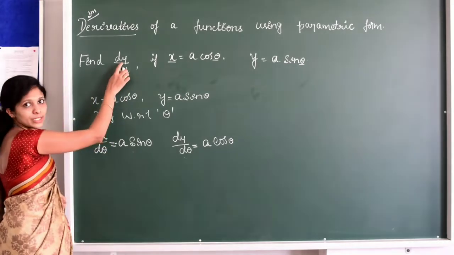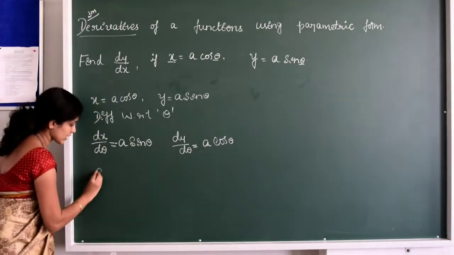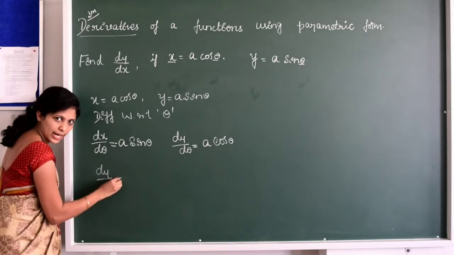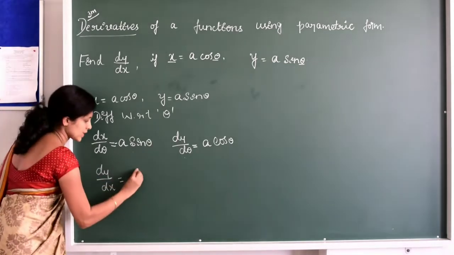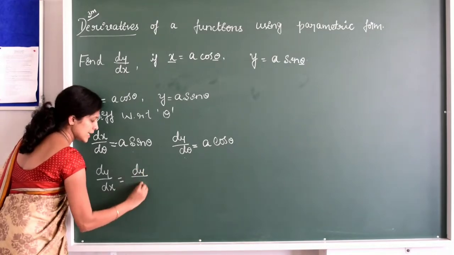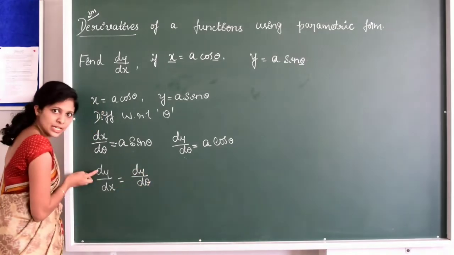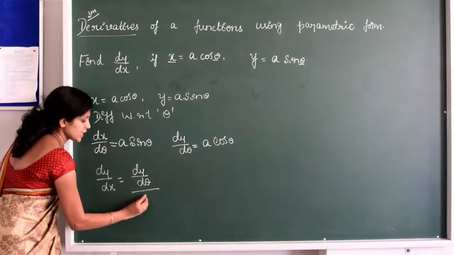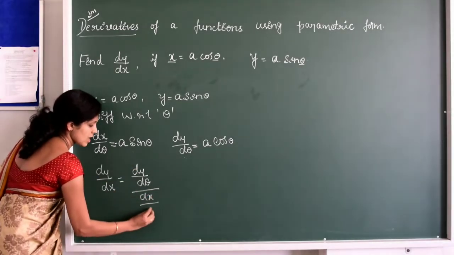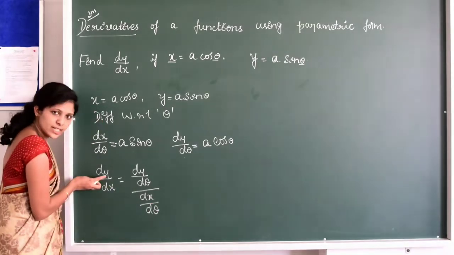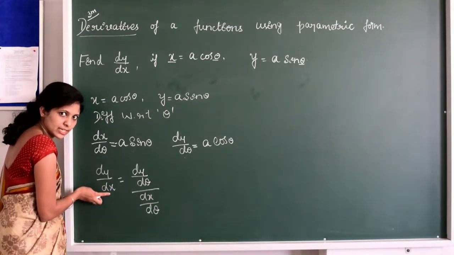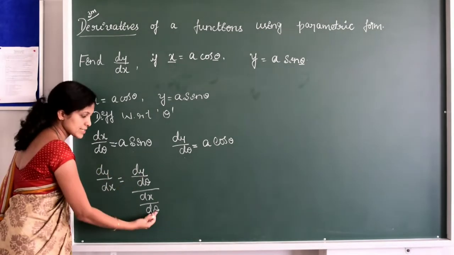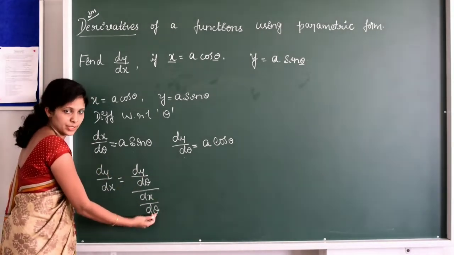Actually you have to find dy by dx, right? So to find dy by dx, we can write this by using the parameter. Is it clear? dy by dx can be written as dy by d theta divided by dx by d theta. I hope you are understanding this one. Here y and x are the two variables given and you are representing this by using another variable, that is theta. Here theta is the parameter. Is it clear?